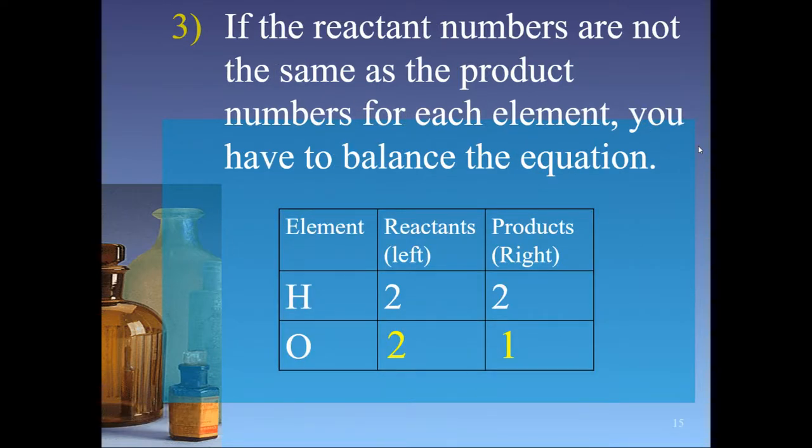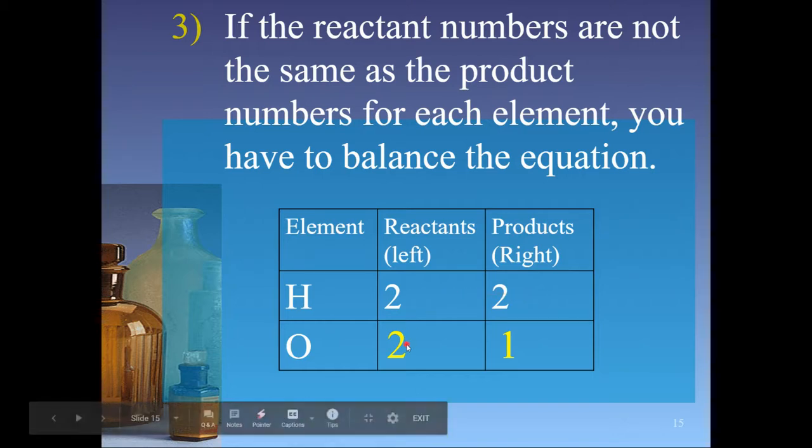Step number three, if the reactant numbers are not the same as the product numbers for each element, you have to balance the equation. What we mean by that is we look at the numbers. On the left side, or reactant side, we have two hydrogen. On the product side, we have two hydrogen. Hydrogen is balanced. We have the same number on both sides of the arrow. If we look at oxygen, however, we have two oxygen atoms on the reactant side, one oxygen atom on the product side. That is not equal. We have to have two on both sides, so we have to balance this equation. If the number of oxygen on both sides was equal and the number of hydrogen on both sides was equal, we would not have to balance. It's already balanced.